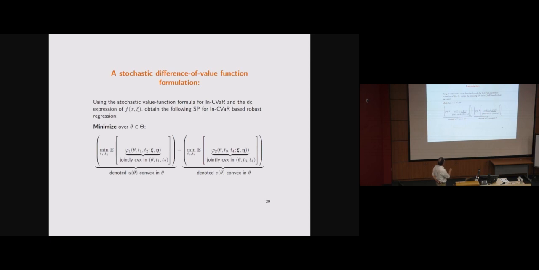This function will be jointly convex in theta, which is the parameter of the problem, and also those dummy variables. Because of this joint convexity, the whole thing will be a convex function in theta. Similarly, the second part. And so what you have here is an optimization problem which involves the difference of two stochastic value functions. So the question is, how do we optimize this?